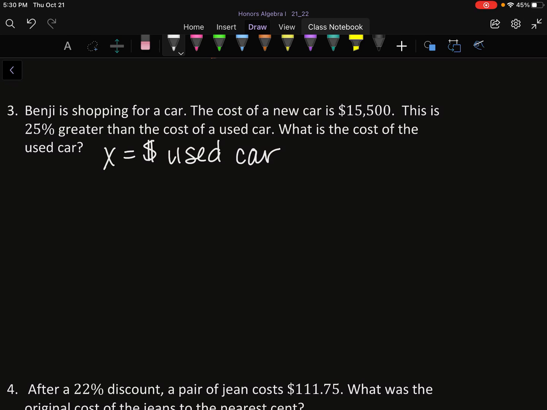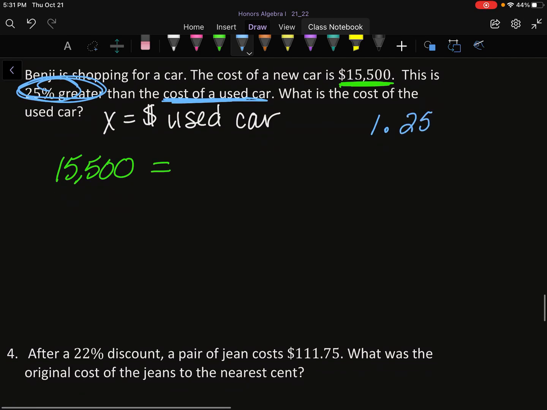So it says that the new car is 25% greater than the cost of the used car. Well, in the previous problem, if it's 25% greater than, I'm already going to have 100% value of the car, right? Well, if it's 25% more of it, then that would be 1.25, right?